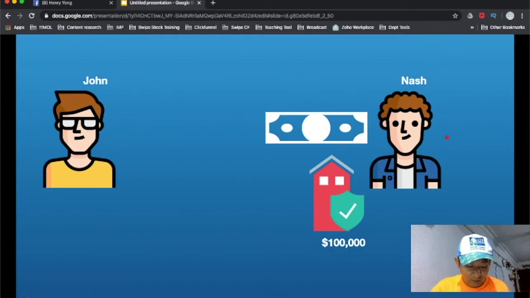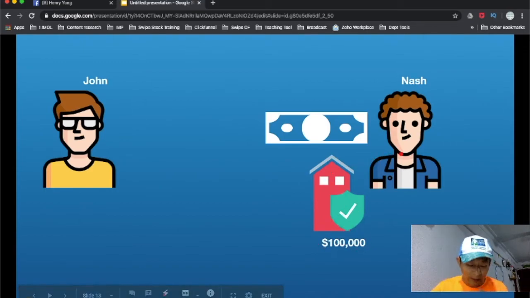If now Nash's house is totally burned, no more, Nash definitely needs to exercise the insurance policy, or the put option, and he will claim the full amount of 100,000. In this scenario, John has to pay Nash the full amount of 100,000 to build back the house.